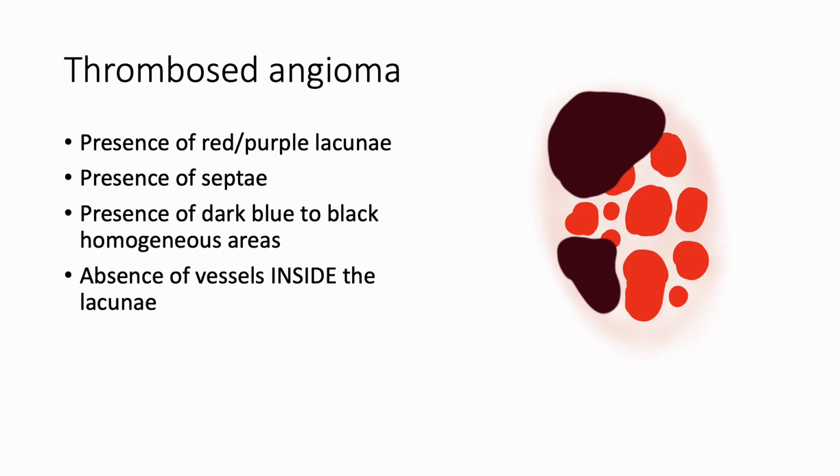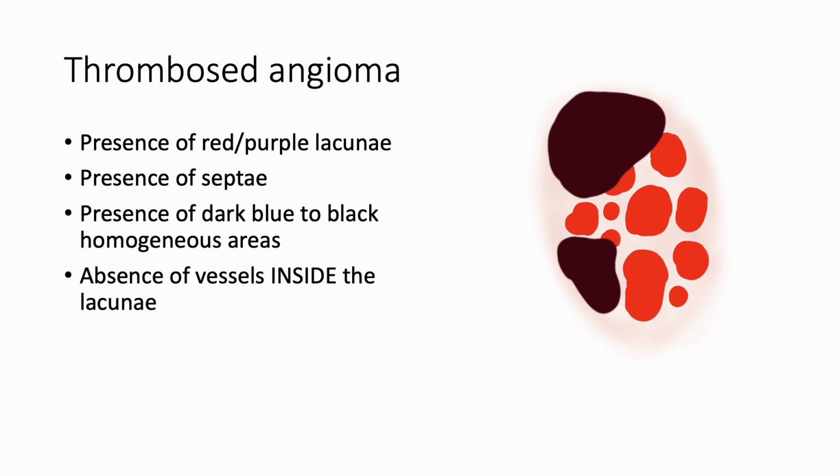Let's move now to thrombosed angiomas. In this case, we have the presence of red or purple lacunae, same as before, the presence of septae, same as before, but we also can see dark blue to black, pitch black, dark, homogeneous areas. And of course, also absence of vessels inside the lacunae.